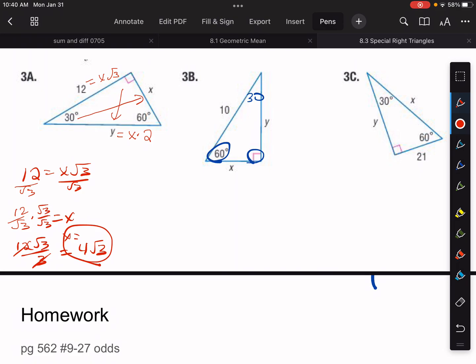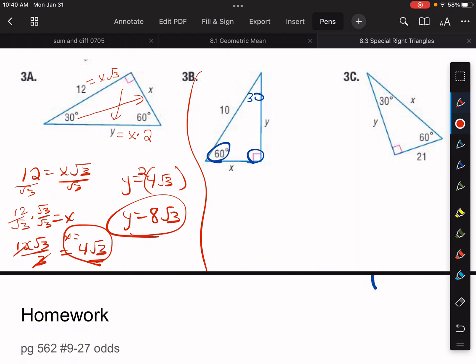My y value is equal to whatever the x value was times 2. Well, I now know my x value, it's 4 root 3. So if I take 4 root 3 and multiply that by 2, what I end up with is simply 8 root 3. And that one's done.